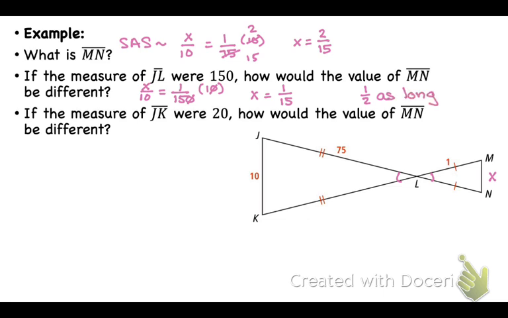Okay. So what's going to happen if I made JK 20? The 10 would change. So it'd be x over 20 equals 1 over 75. So I'm not dividing, I'm what? Multiplying. So it'll be 20 over 75, which is 4 over 15. So that one made it bigger. How much bigger? Twice as big. It made it twice as long.